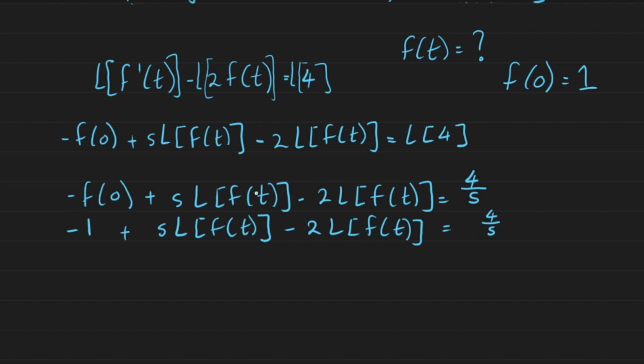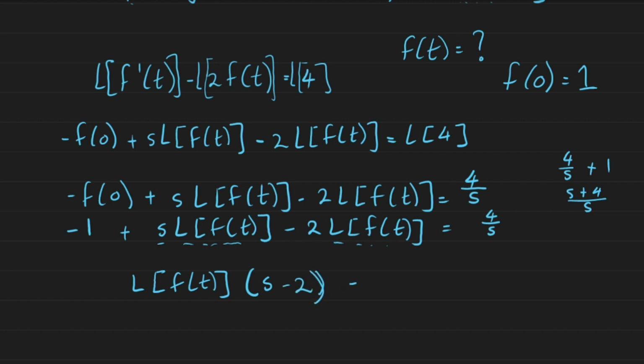So I take this minus 1 to the other side and I get 4 over s plus 1. That is just merely s plus 4 divided by s. So I put that in here. Now I also take out this Laplace transform as a common factor. So I get the Laplace transform of the function of t, this is my common factor now, into s minus 2, and this is equal to s plus 4 over s.